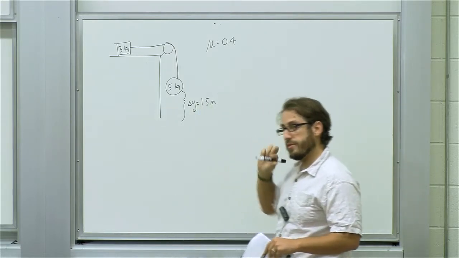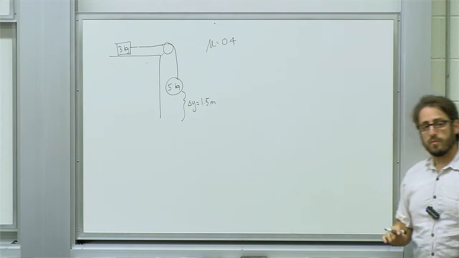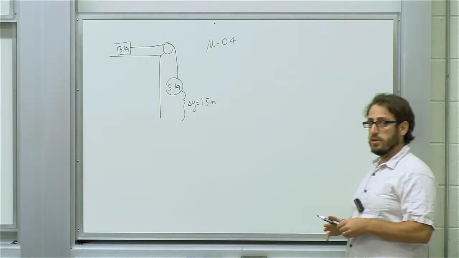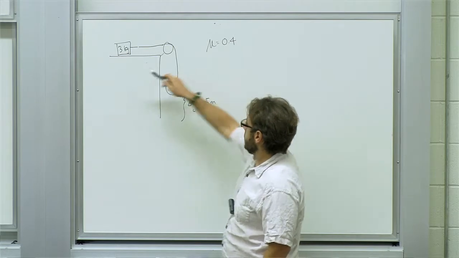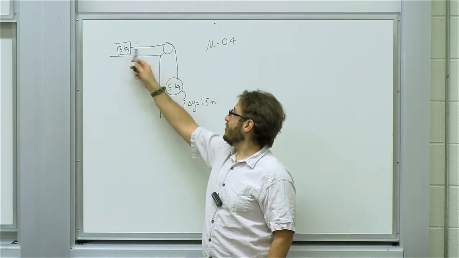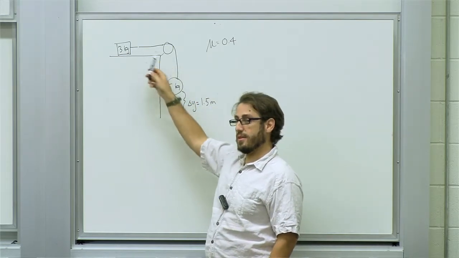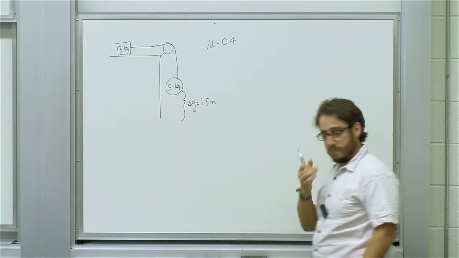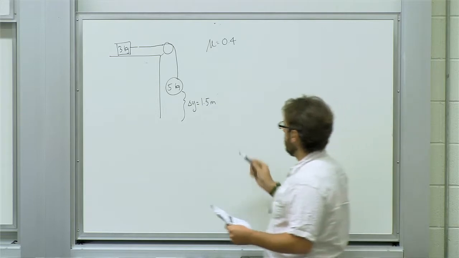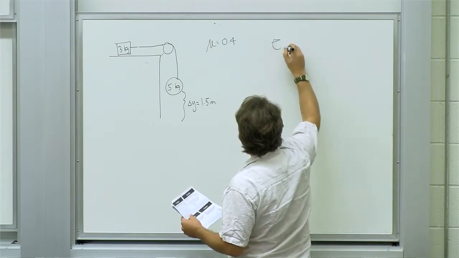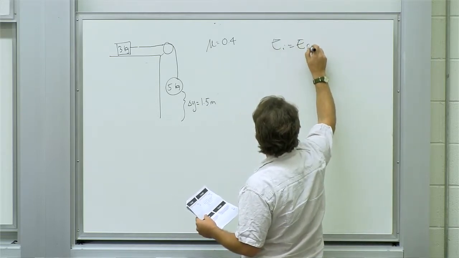Okay, so it's asking us about the velocity. So this is clearly an energy problem, right? You have potential energy here. You have frictional energy here. These two things are also connected, right? So they have the same acceleration. So we write initial energy is final energy.